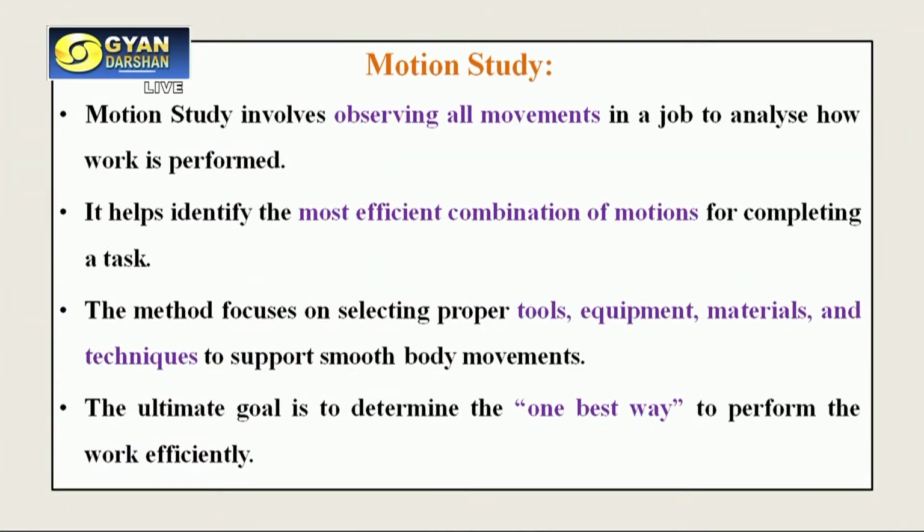So Taylor emphasized the scientific selection of workers, and that they have to improve their training and techniques, and also maintain the standards. So various things have been introduced in the differential piece rate system to motivate the employees. These are the 4 characteristics: functional foremanship, motion study, time study, and differential piece rate system.